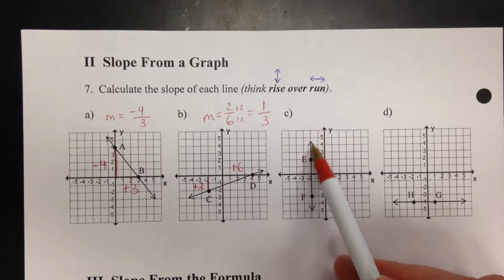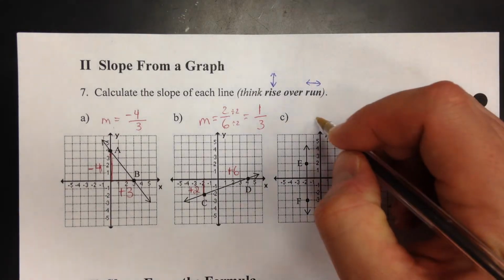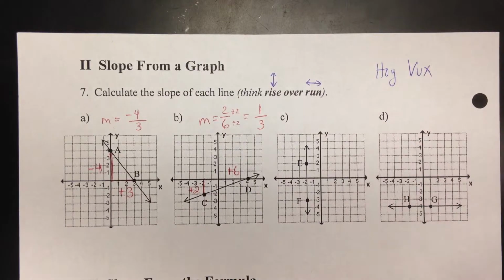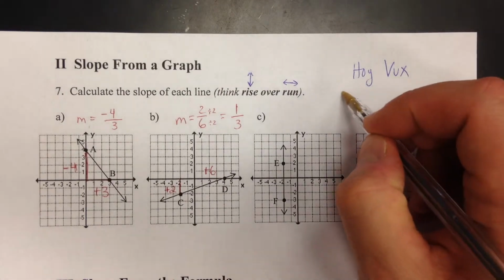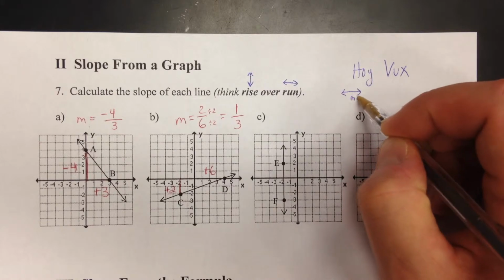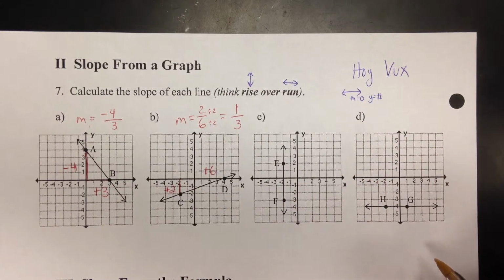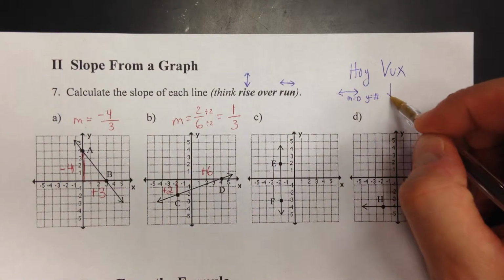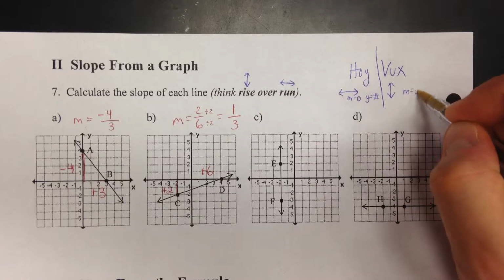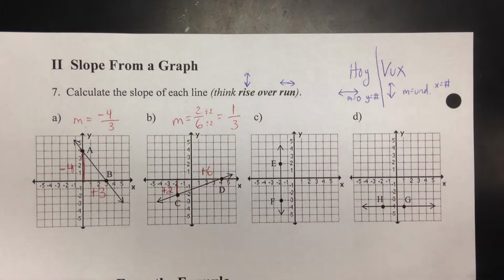Okay, part C, this is a vertical line. We have a special way of doing this. This is Hoy and Vux. Hoy is for horizontal. The slope is 0. And the equation is y equals a number. Vux is vertical. U is undefined slope. And x equals a number is the equation.